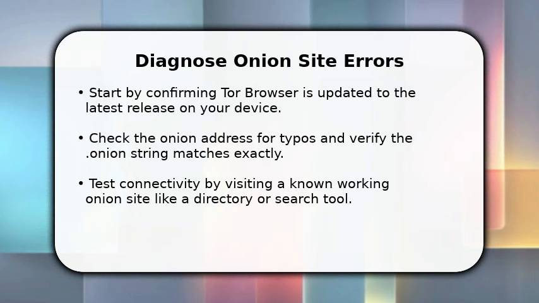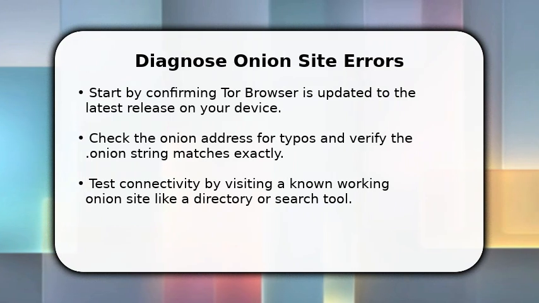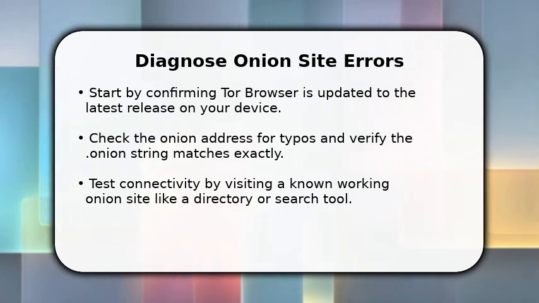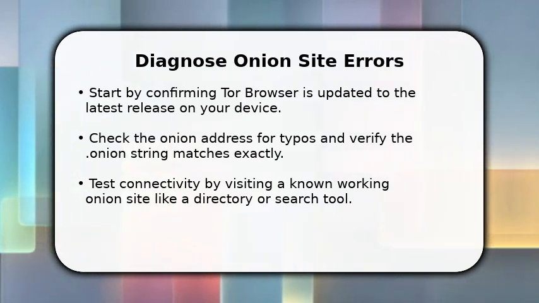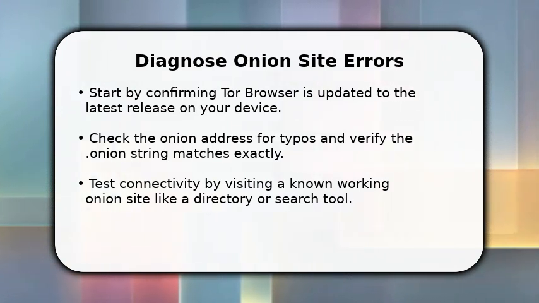Enjoy the video. Start by confirming Tor browser is updated to the latest release on your device. Next, check your internet connection and firewall settings for Tor traffic restrictions. Check the onion address for typos and verify the onion string matches exactly.